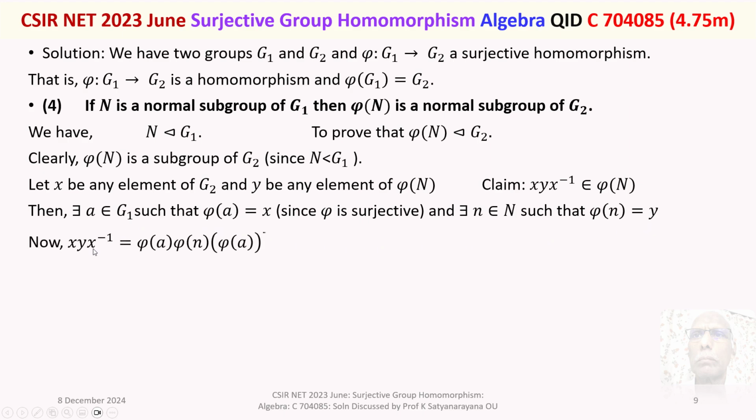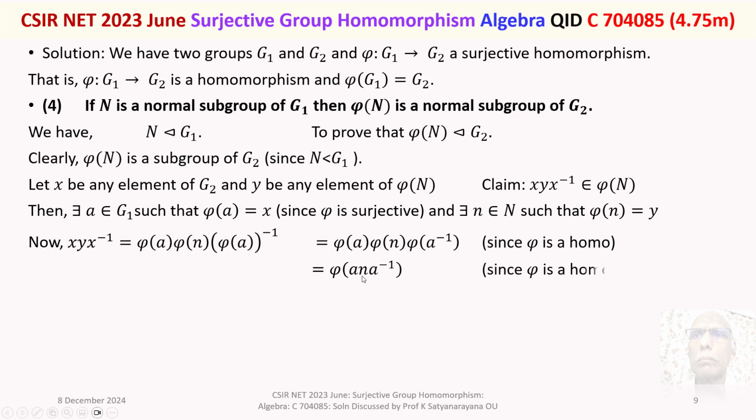Now, x y x inverse is equal to phi of a into phi of n into phi of a whole inverse, which is phi of a into phi of n into phi of a inverse, because phi is a homomorphism. Because phi is a homomorphism, they will go inside: phi of a n a inverse. Agreed.